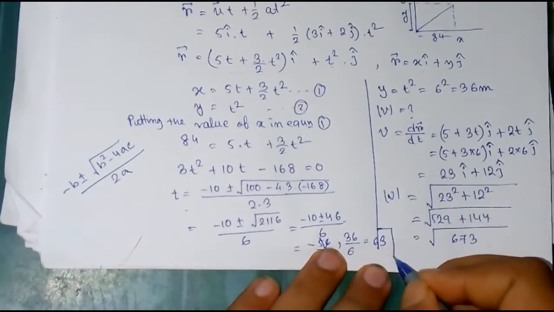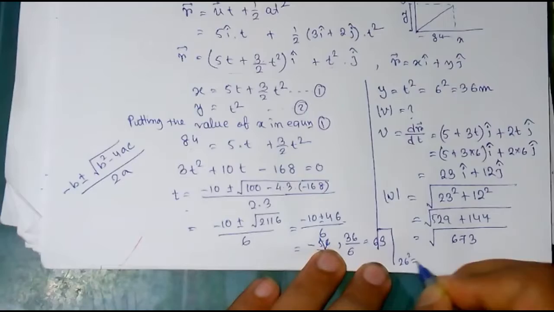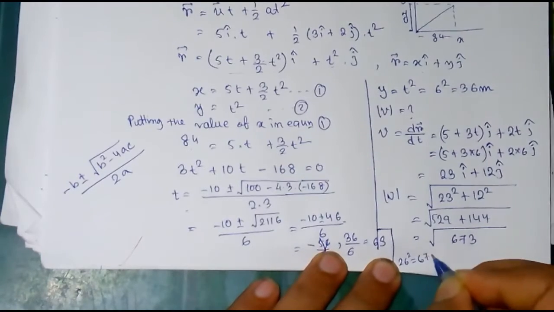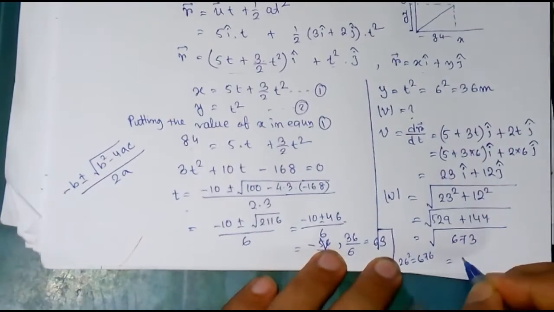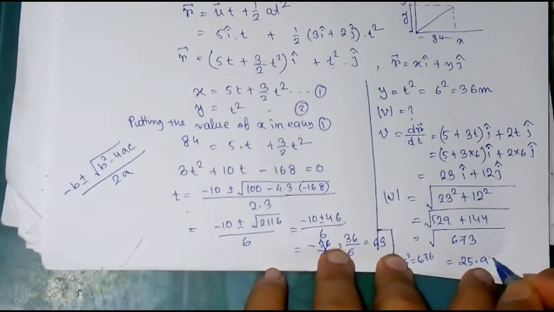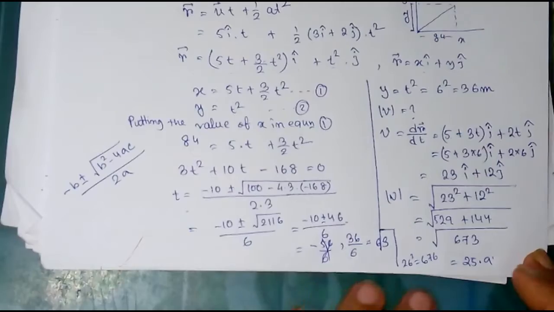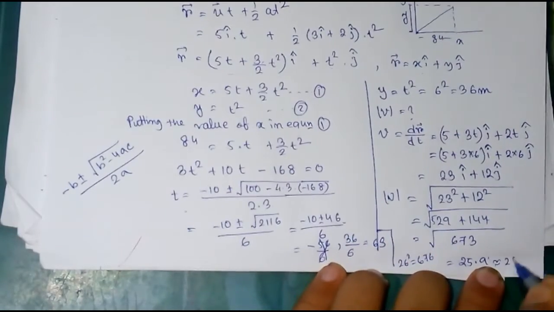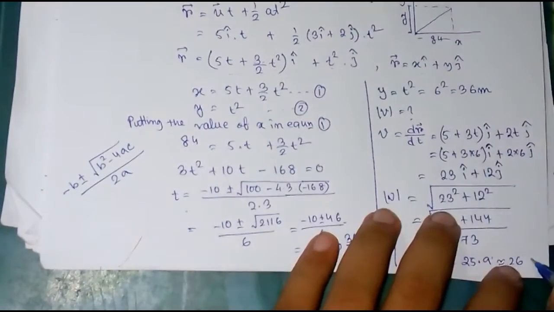So we know that 26 square is 676, so it is almost near that, so it will come almost 25.9 something, or you can say almost 26 meter per second.